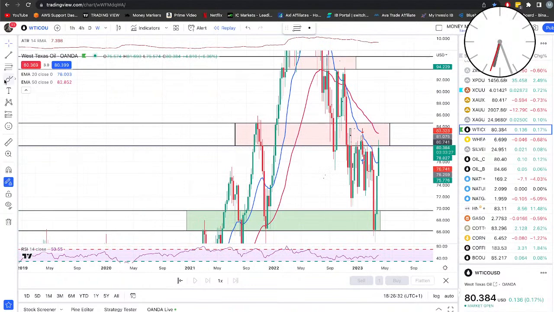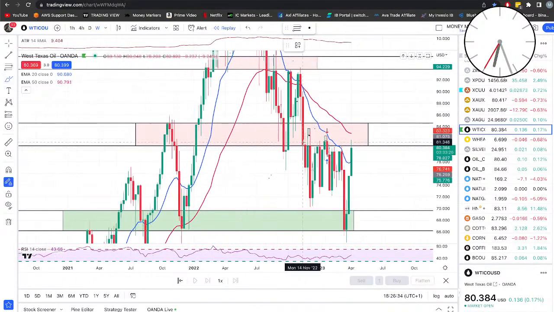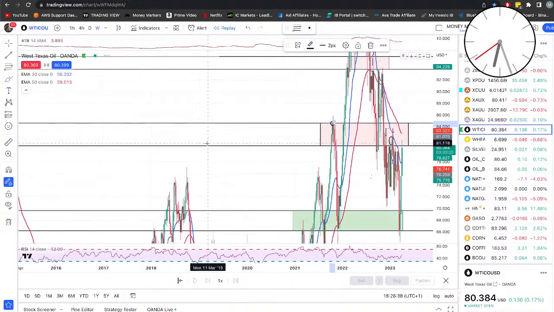So if you see here, we had a good reaction out of this level. Price did push down from here, pushed down from here.